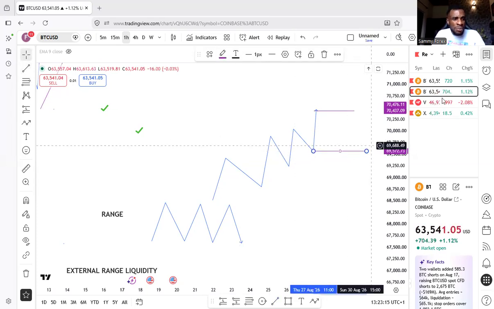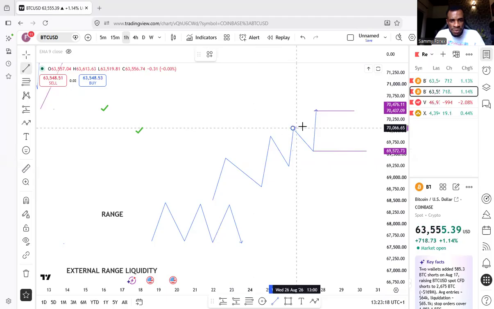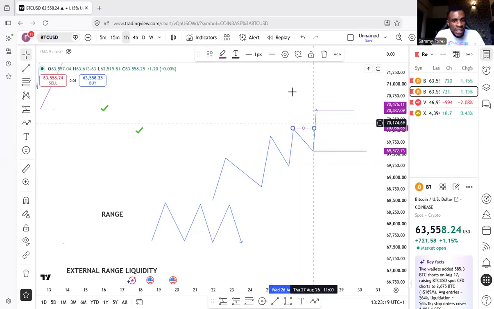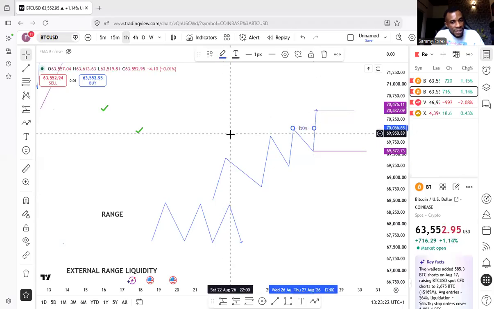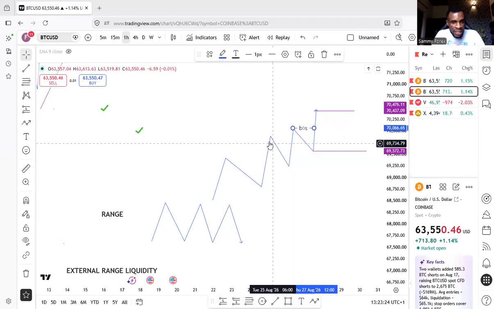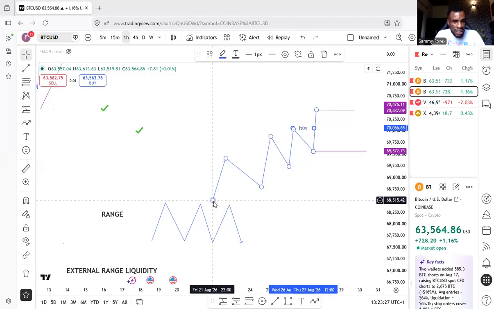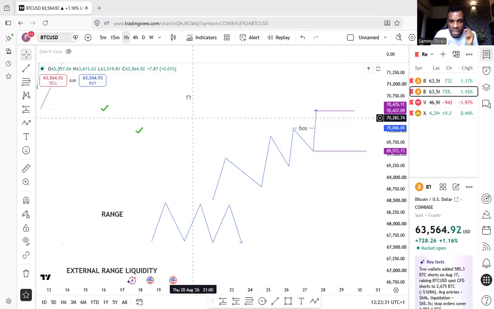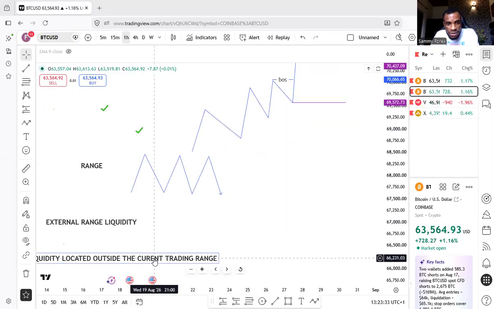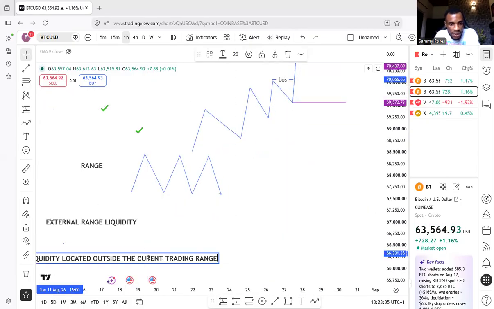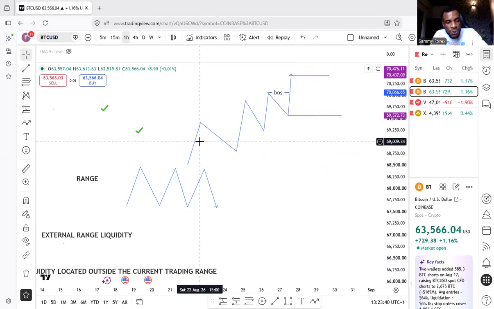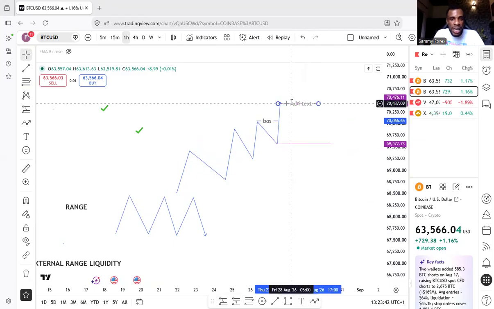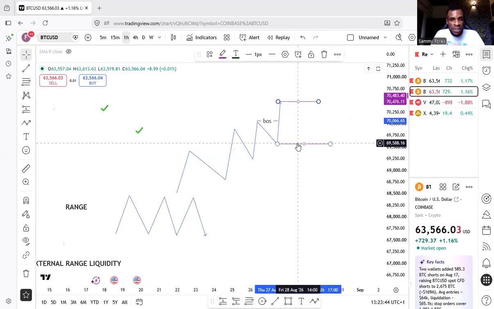If this is a big structure, we have a lot of ranges here. This is a range, this is a range, this is a range. But we are talking about the current one. Look at the definition: current trading range. So it's not the previous one, but the current. The current trading range is this highest point and this lowest point. This is what we call a range.